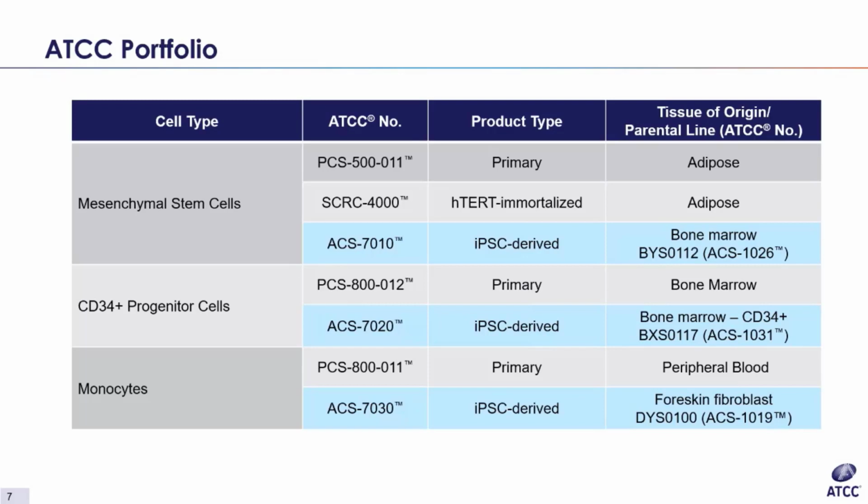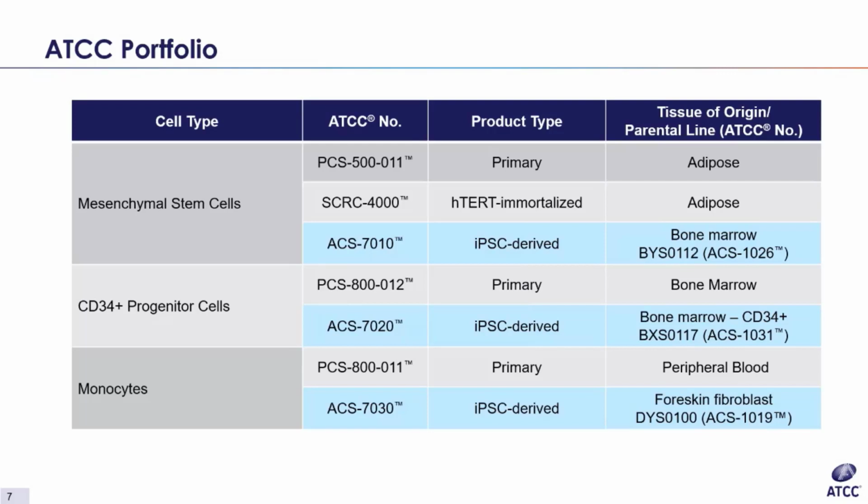The differences here are the primary cells will need to be used immediately and are not amenable to passaging. The H-TERT immortalized cells can be passaged to over 25 PDLs, or population doublings, post-thaw. They're derived from one donor and thus show reduced interexperimental variability, like I mentioned before, and they represent one solution. However, the H-TERT immortalized solution isn't available for each cell type.